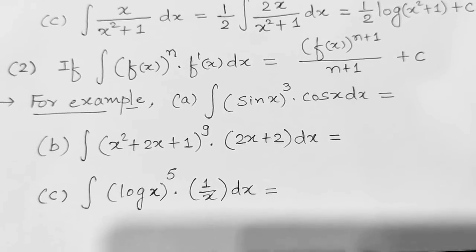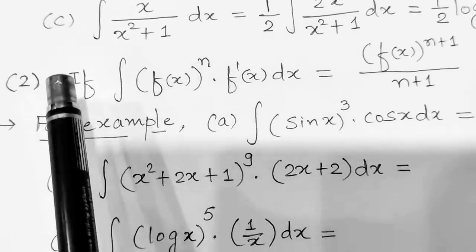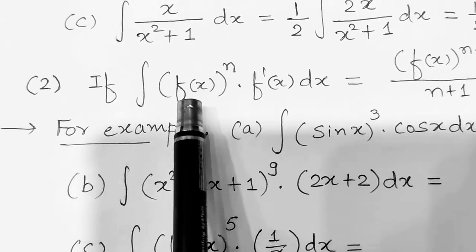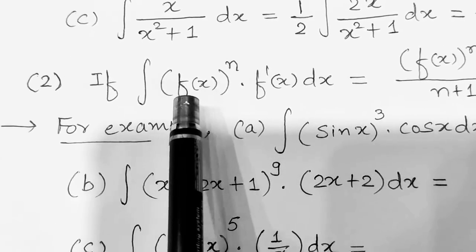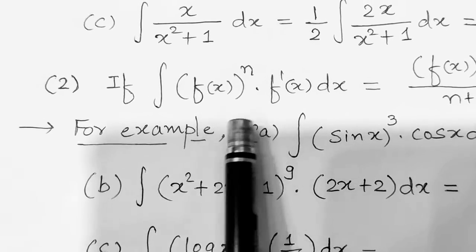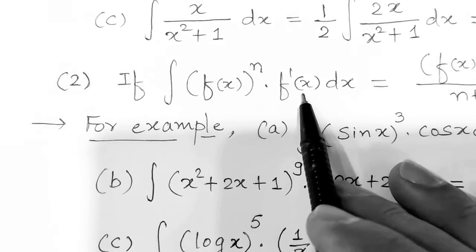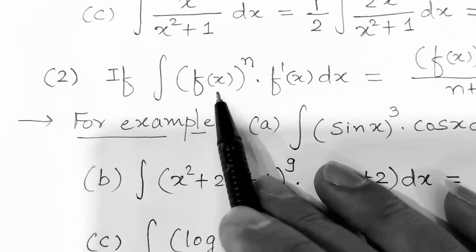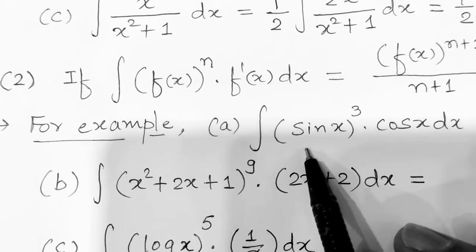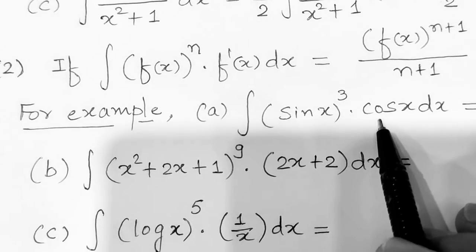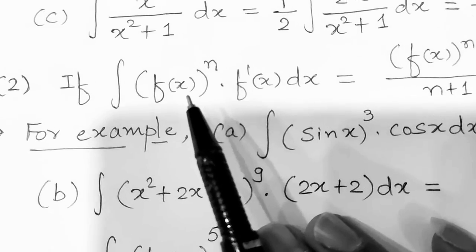Now let us move to the second easy trick. If you have the integration of f of x raised to n into f dash x, see here, the formula is f of x raised to n into f dash x. So inside it is the function and outside it is the derivative. Suppose here you have sin x, then its derivative cos x will be outside. So the formula is to be understood like this.